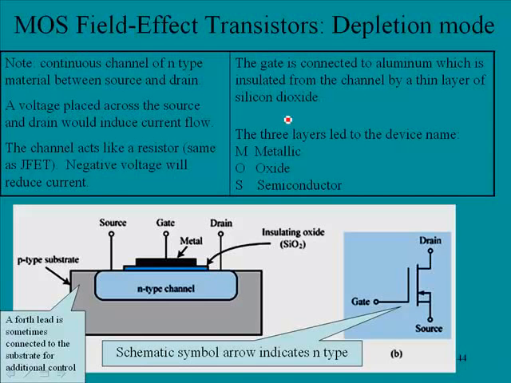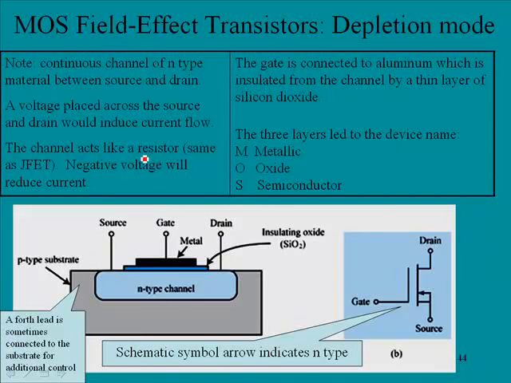The first one we'll look at is the depletion mode MOSFET. Note the continuous channel of N-type material between the source and the drain. So you'll notice here is the source, here is the drain, and we have a continuous channel of N-type material. A voltage placed across the source and drain would induce current flow. So if we put a voltage in between the source and drain, we would have current flow.